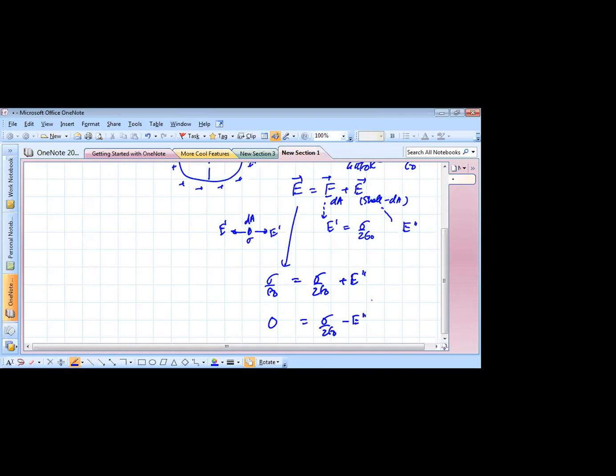Comparing these two equations, you can see that E double prime should be sigma upon 2 epsilon naught, so that is Q upon 8 pi epsilon naught R square. So in the case of gravitation, just replace Q with M and 1 by 4 pi epsilon naught with G. So it will become G M upon 2 R square.